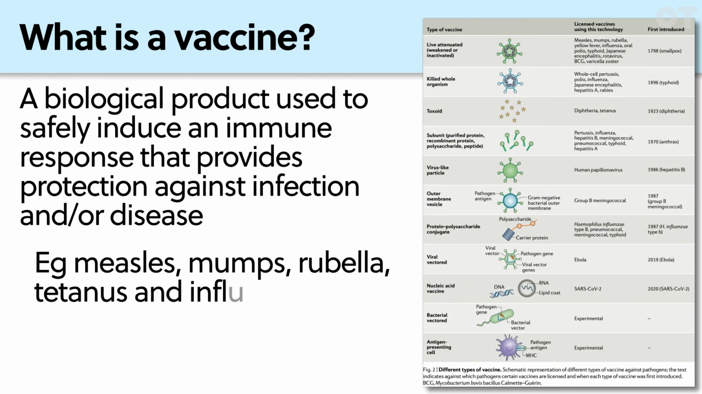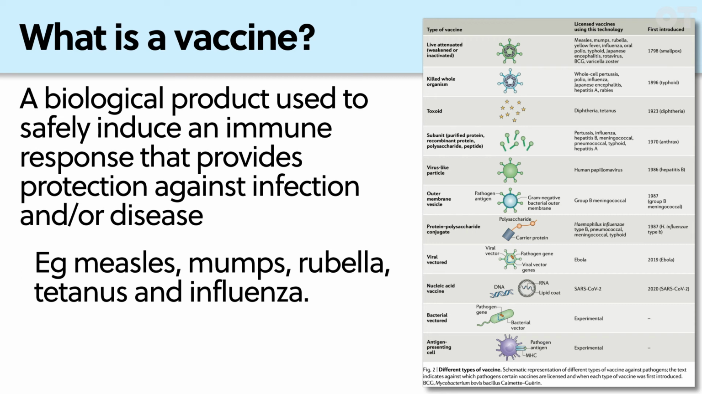So we're going to look a little at vaccines and what a vaccine is. A vaccine is a biological product that can be used to safely induce an immune response that provides protection against infection and/or disease. And vaccines have existed for a long while. Smallpox was 1798 when the first vaccine was introduced. Vaccines are used for measles, mumps, rubella. We've all probably had these when we were at school, or the vast majority of us will have done.